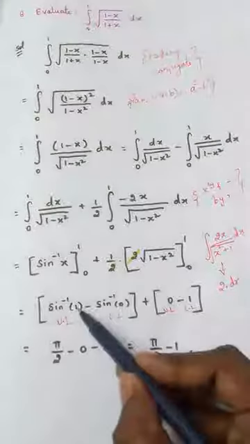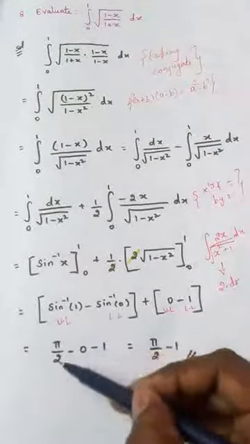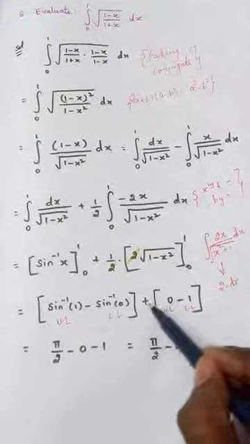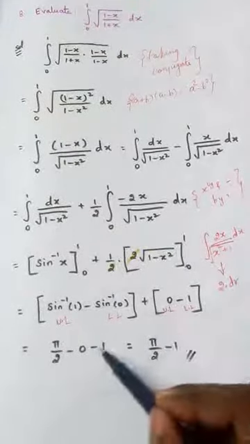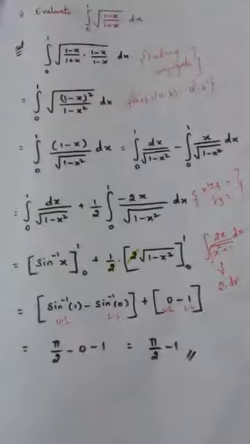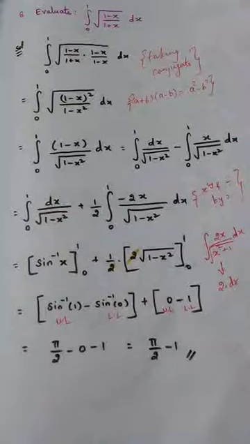Sine inverse 1. When will 1 come in the sine table? At 90 degrees, so pi by 2. Sine inverse 0 is 0. And here we know plus into minus, so minus 1. So the final answer is pi by 2 minus 1 for this integration.